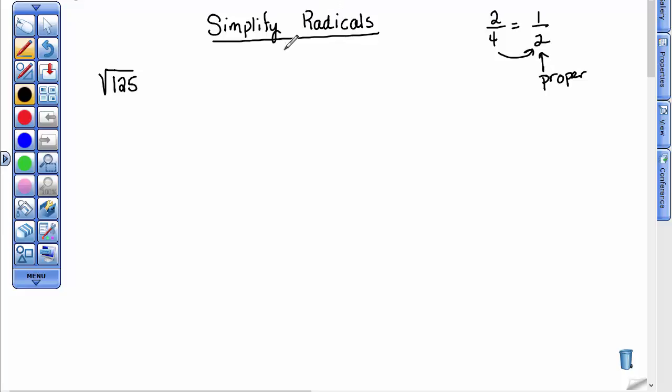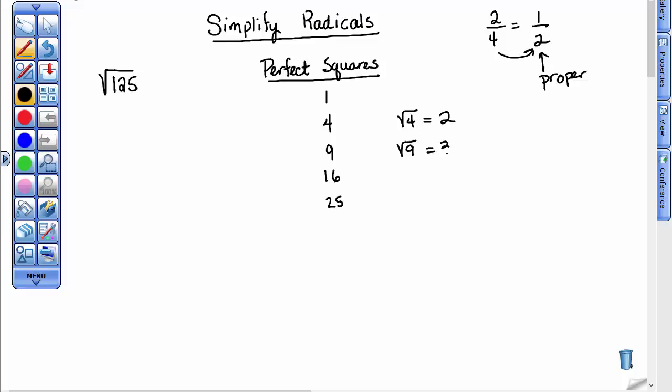Before we're able to do that, I want to list for you what's called the perfect squares, because we use these to help ourselves simplify radicals. Perfect squares are numbers like 1, 4, 9, 16, 25. Because every one of these, if you take the square root of them, you get an integer answer. So the square root of 4 is 2. The square root of 9 is 3. The square root of 16 is 4.